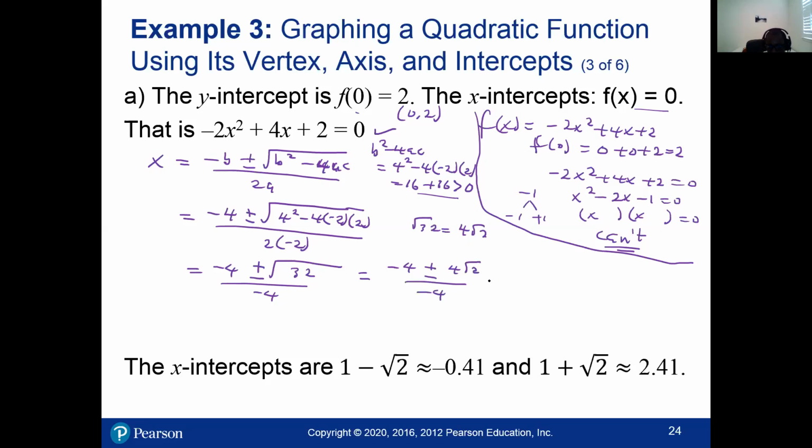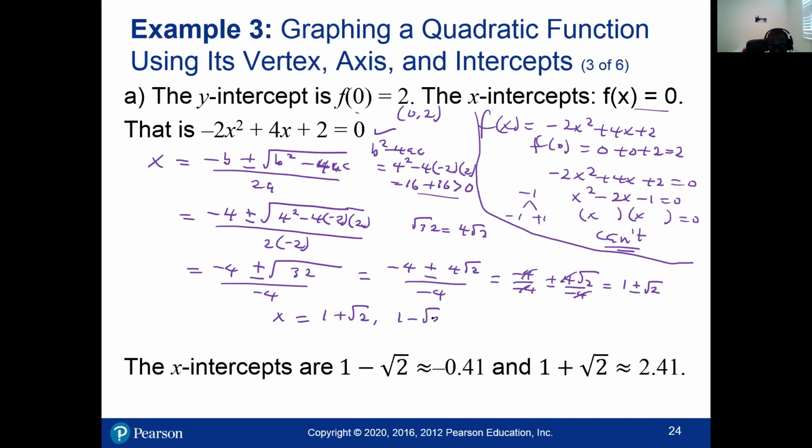If you divide each of them, you have minus 4 over minus 4, then plus or minus 4 square root of 2 over minus 4. This gives me 1 plus or minus the square root of 2. The 4 will cancel, and this is 1. So there are 2 points. The x-intercepts are x equals 1 plus square root of 2, and 1 minus square root of 2.